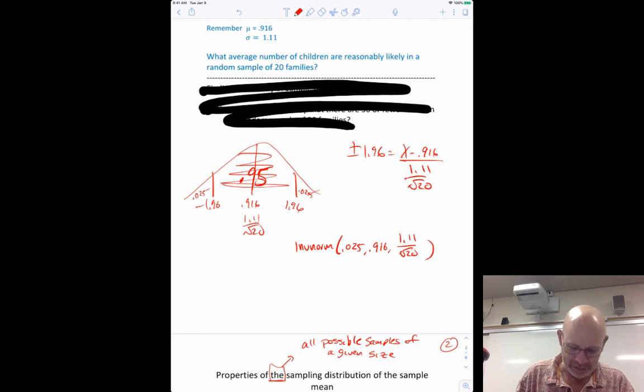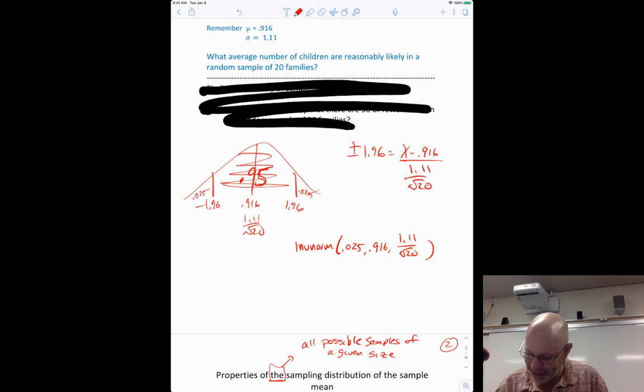0.025 with a mean of 0.916. Sorry about that stalling there. 1.11 divided by the square root of 20. And I get 0.4295. So that's that number right there, right? And then the other one, I could just use symmetry if I want, or I could do inverse norm of 0.975.